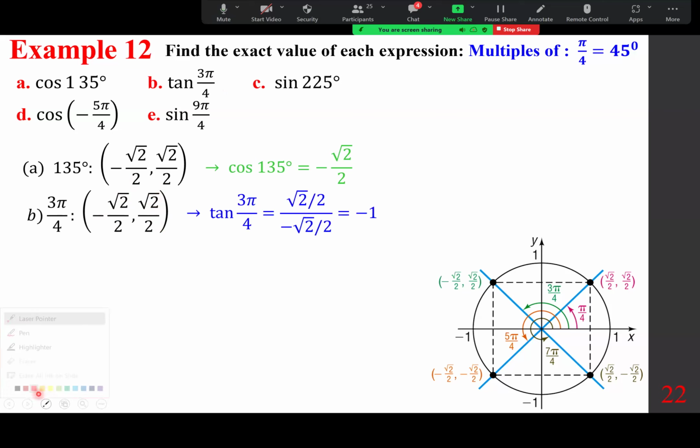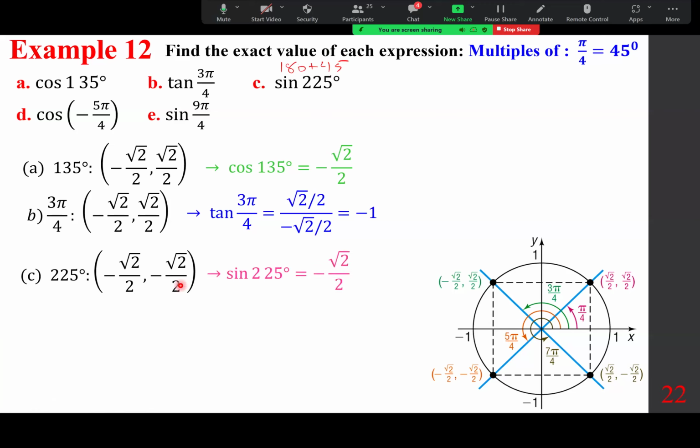For 225, 180 plus 45, it's in the third quadrant, or 5 pi over 4. Minus square root of 2 over 2, both of them. Okay, so what is sine of 225? It is minus square root of 2 over 2, because it's the y coordinate.